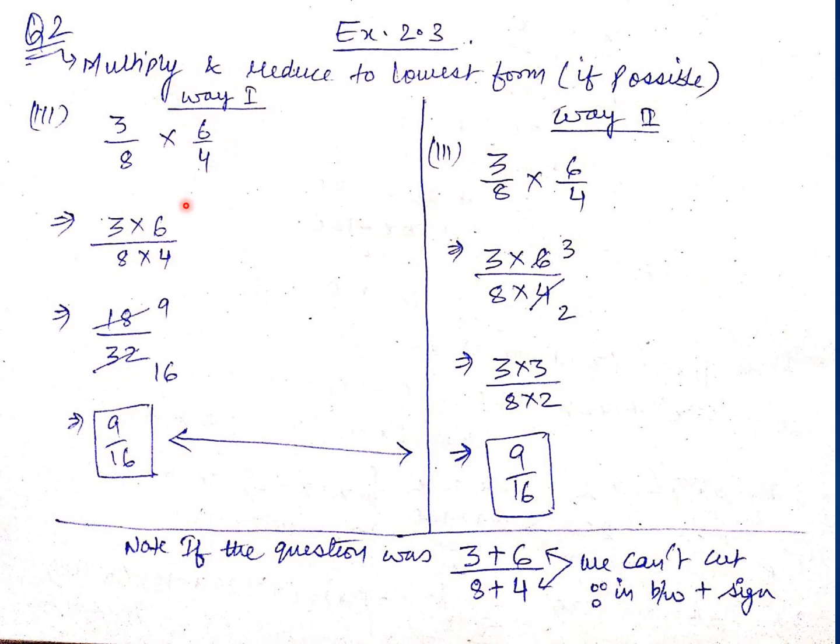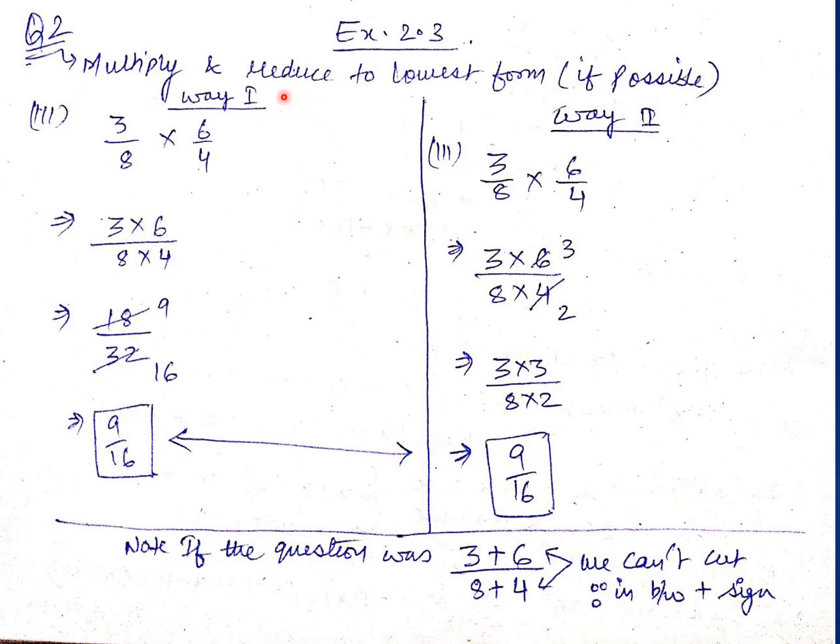In the first way, what we already know is that when we multiply two fractions, we have to multiply their numerators, and we have to multiply their denominators. It is a simple rule. So we can write it like this: 3 into 6 upon 8 into 4. Now, 3 into 6 is 18 and 8 into 4 is 32. So the answer came as 18 upon 32.